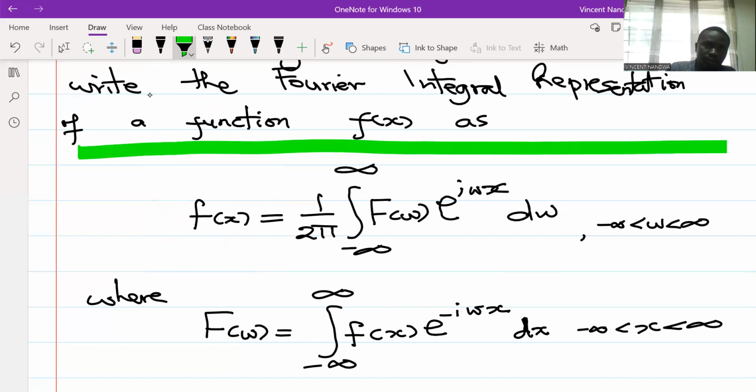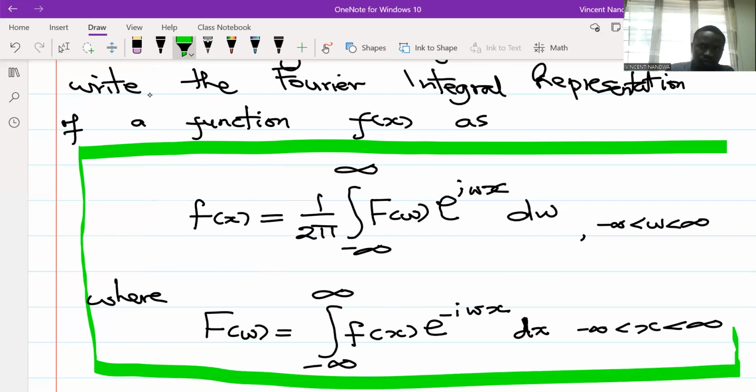So this is the main result here: any given function f of x can always be written in terms of this integral, where this part F of omega can also be evaluated using this formula. So I want us to call this formula 1, and this one formula 2.